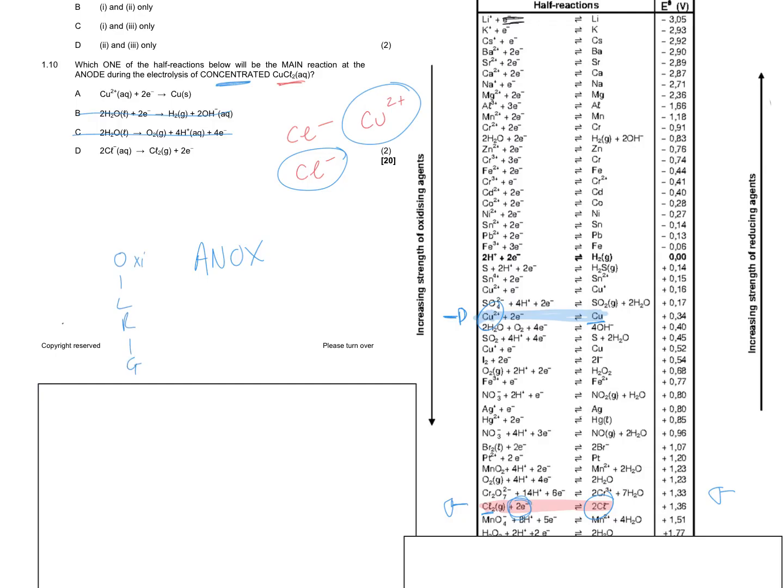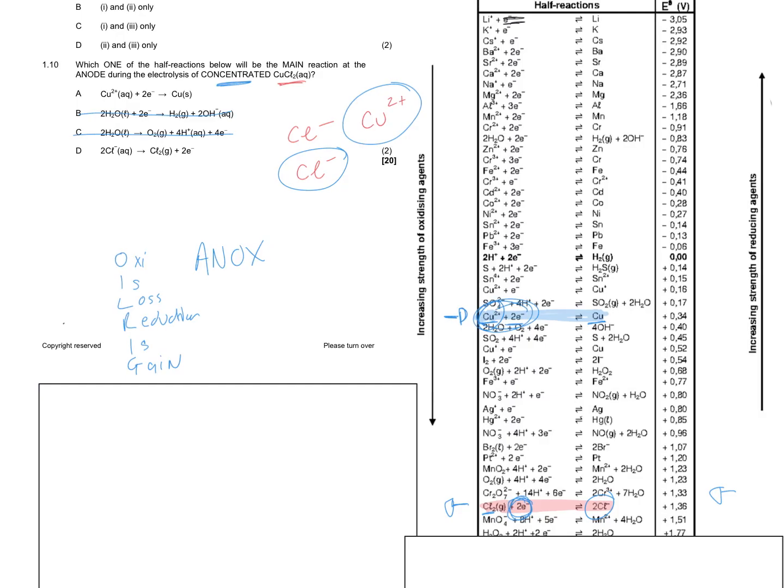Oxidation is loss of electrons, so you're making electrons. Reduction is gain. You're getting electrons. So if you can't tell that the chlorine is losing electrons, maybe you can tell that the Cu2+ is getting them. The Cu2+ and the 2 electrons add together to make solid Cu. So maybe that one's easier to tell. So anyway, with all of that, this answer would be D, because this reaction here is the anode.